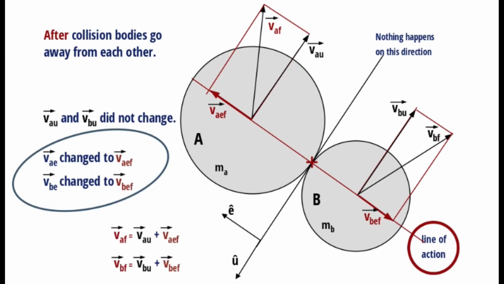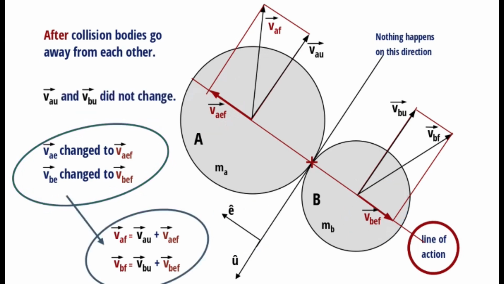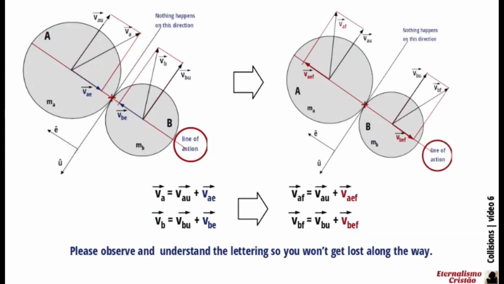VAE and VBE will change in accordance with a 1D collision, which happens along the line of action, the direction of unit vector E. So the change from the initial to the final velocities of bodies A and B is due to the change in their components along the line of collision, the line of action. Please observe and understand the lettering, so you won't get lost along the way.